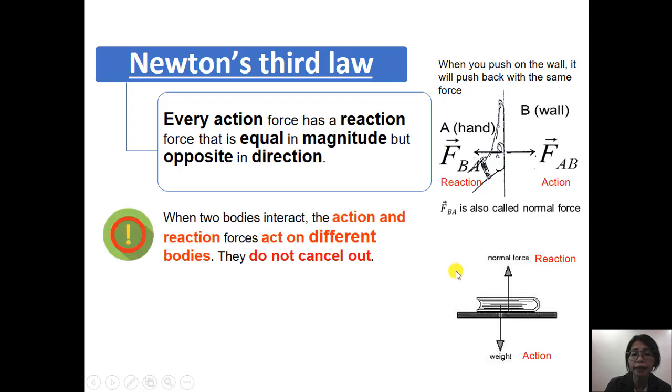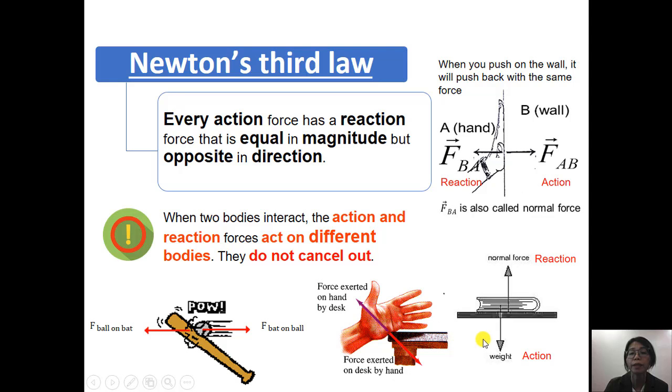Then class, please take note, the action and reaction forces actually act on different bodies. So they will not cancel each other out. From the diagram, you can see very obviously that the action and reaction forces are acting on different bodies. For example, this action force is acting on the desk and the reaction force is acting on the hand. So they will not cancel each other out.